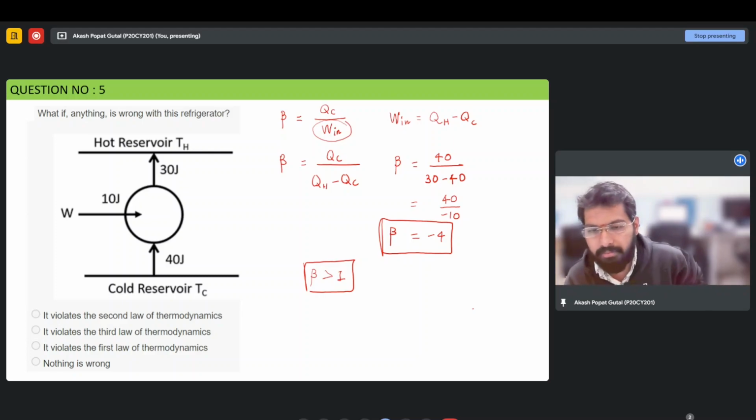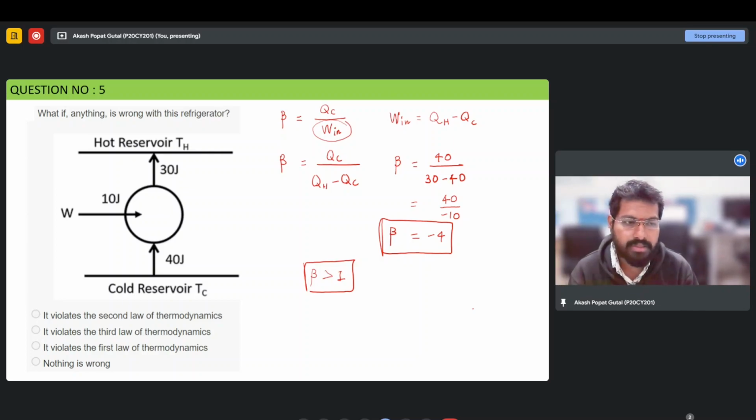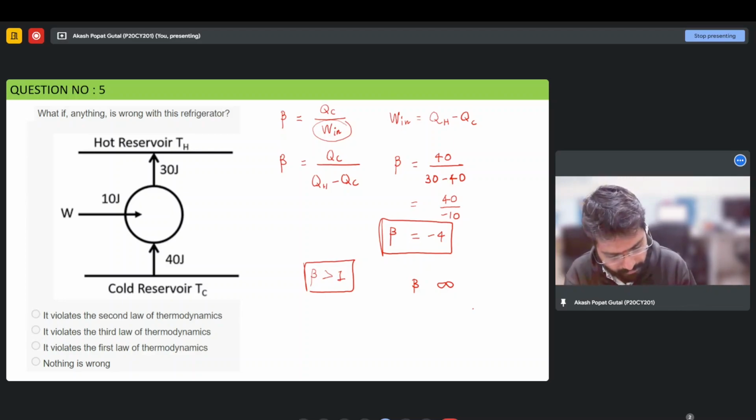But that refrigerator is never possible. It's the same as the heat engine with efficiency 1. It's not possible. In the same way, the refrigerator with coefficient of performance tending to infinity is not possible. So beta never tends to infinity. And the beta value must be greater than 1.